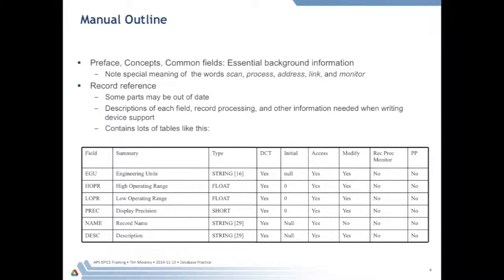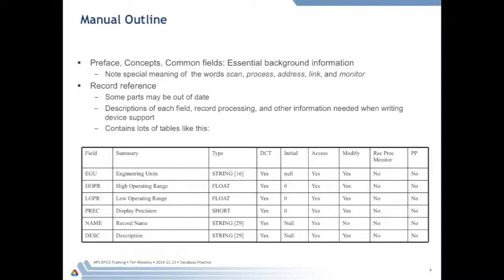Then the next one is the initial value, which in most cases is going to be 0. Access means, can you read this field? Are you allowed to read this field? And in most cases, the answer is going to be yes. Modify you may or may not be able to modify. You can't change the record's name, for example.